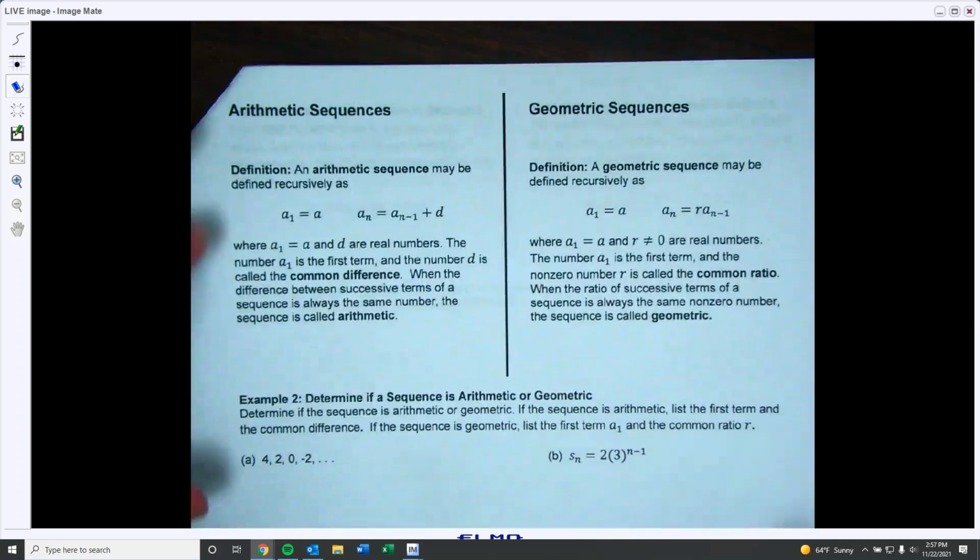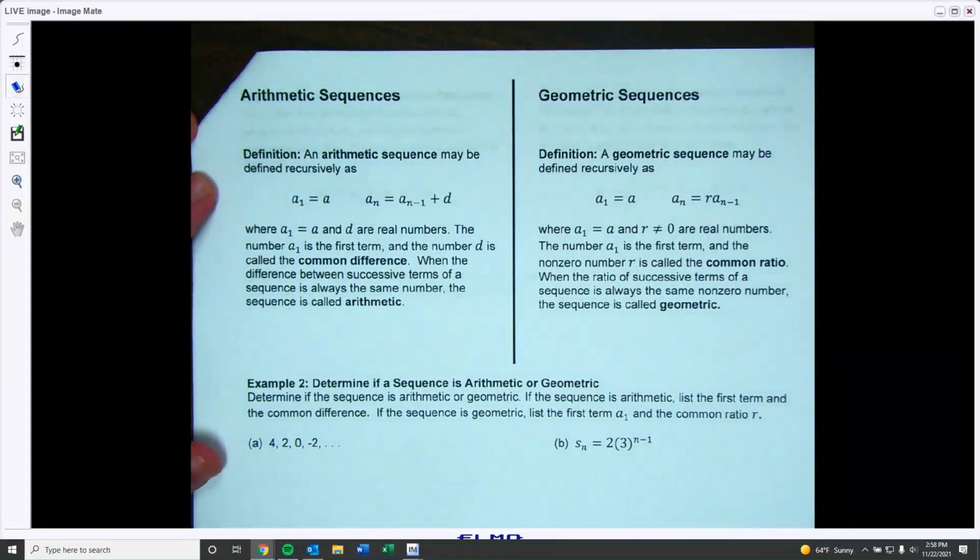These 2 sequences, the first one is called an arithmetic sequence, which, yes, I know that's spelled the same way as arithmetic, but we're going to pronounce it as arithmetic. And the other one is geometric. Now, these 2 sequences are probably on the more basic side and really user-friendly.